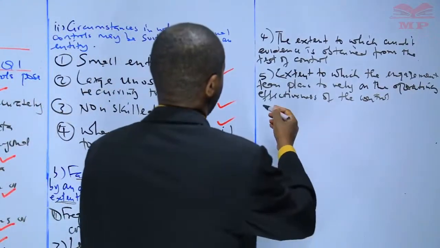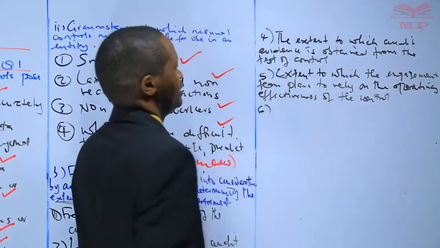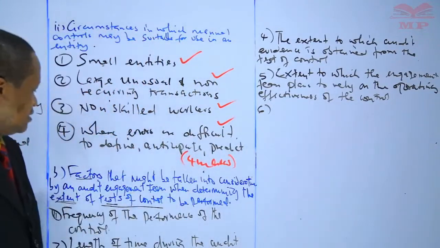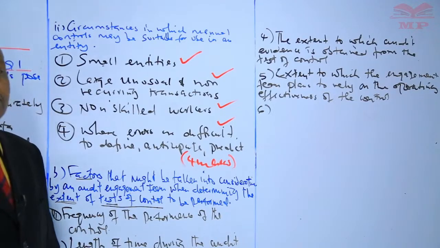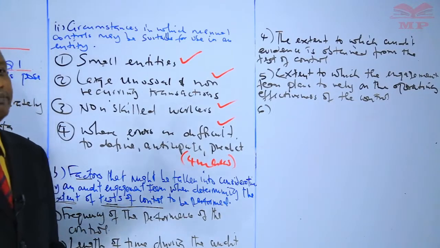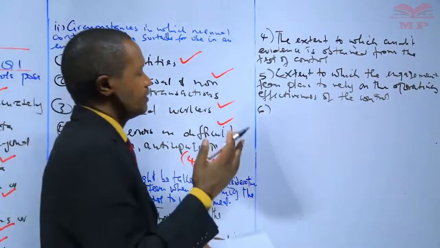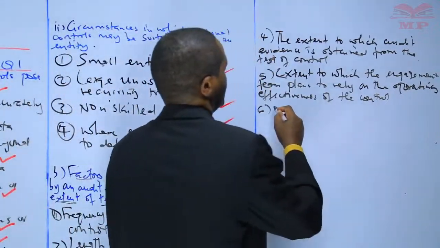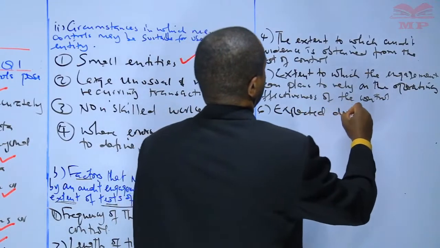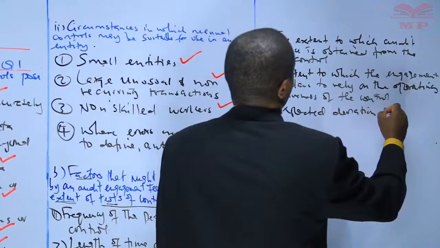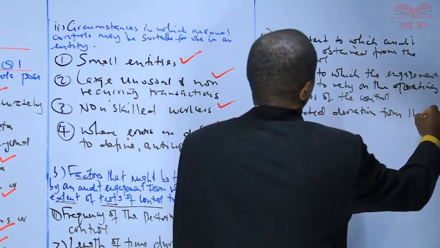The last factor to consider by an engagement team when determining the extent of tests of control is the expected deviation from the control.